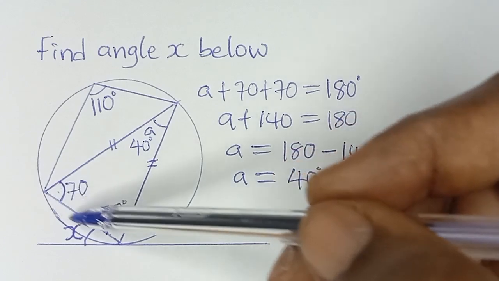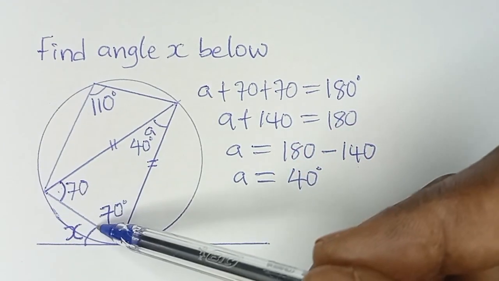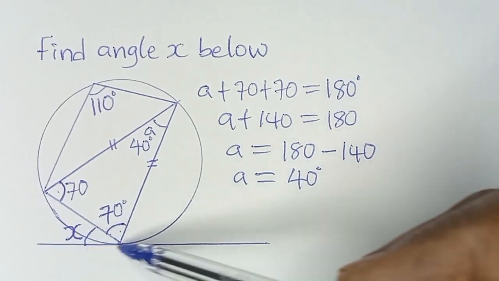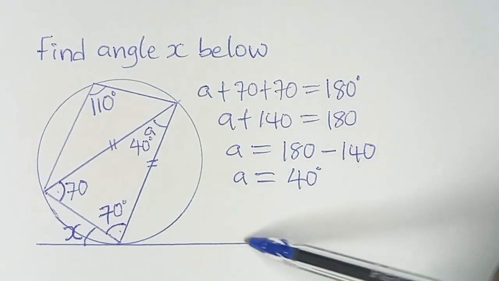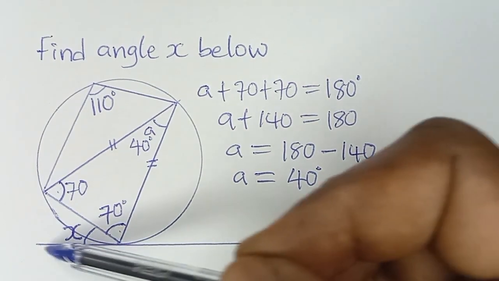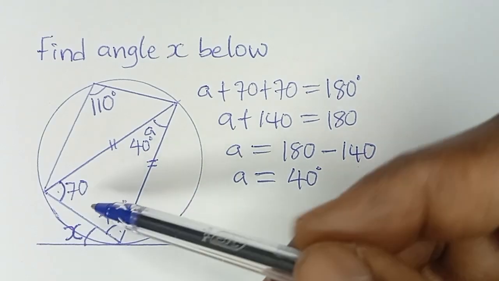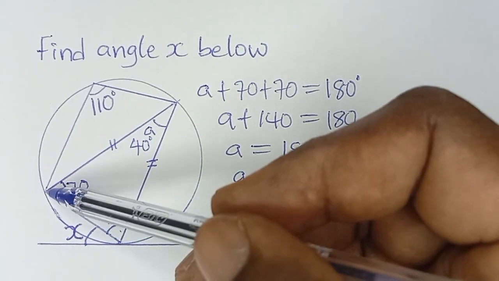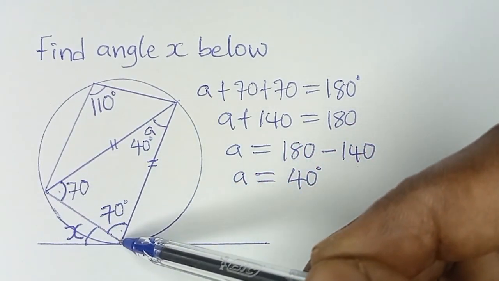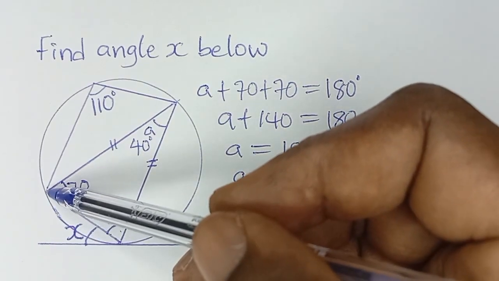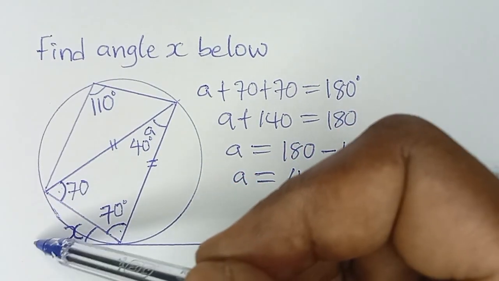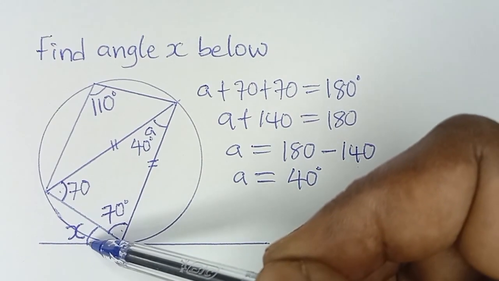Now finally we need to look at two angles here. If you look at this chord here, it makes angle X with this tangent. Don't forget this line here is a tangent. An external line that touches a circle is a tangent. So this line makes angle X with this chord in the circle. So this angle X is made by this chord and this tangent.